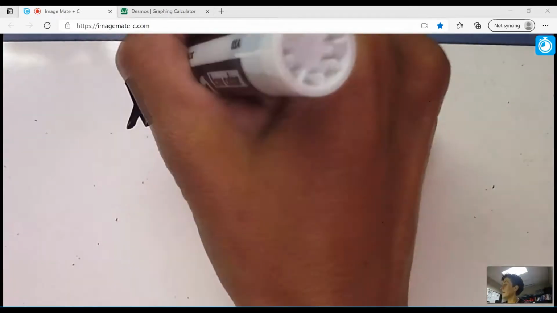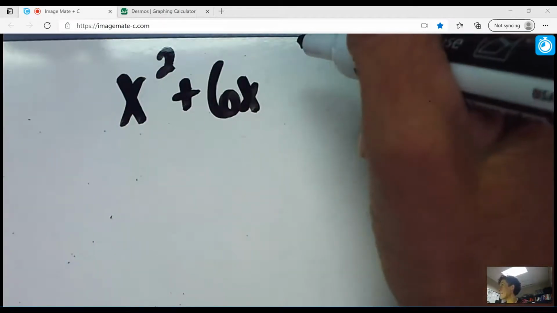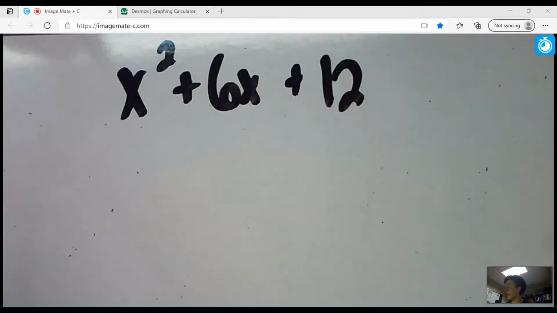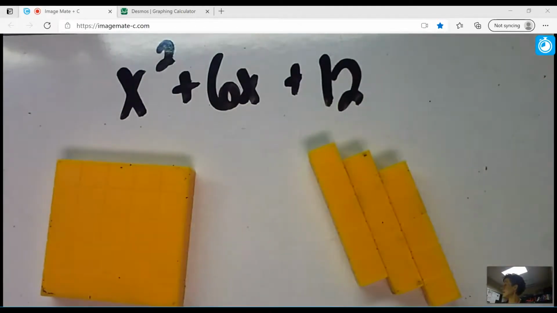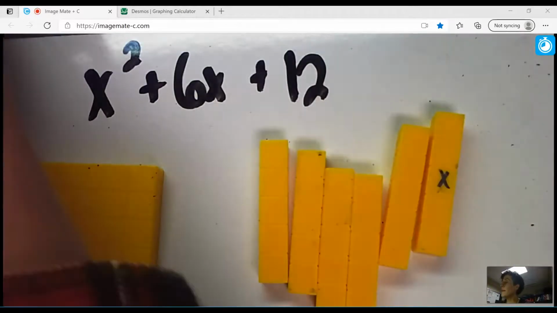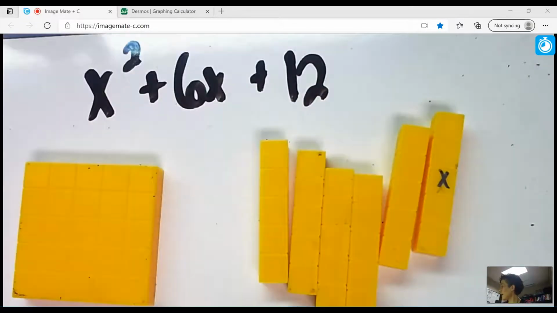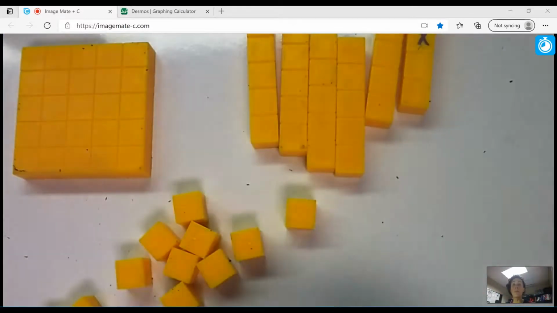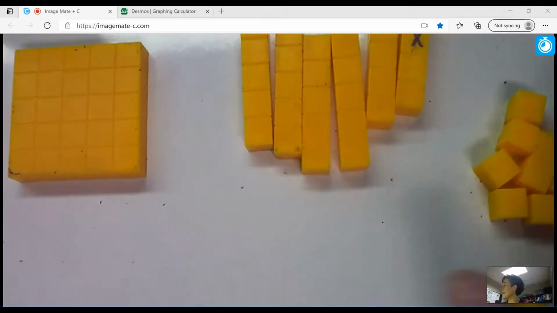So let's try x squared plus 6x plus 12. I hope I have 12 of these. All right, so again, here's my x squared. Here are my 6 x's. And then I'm going to have 12 of these little pieces. So there's 4, there's 7, 8, 9, 10, 11, 12. All right, there's the 12. So first I'm going to assemble my square. So these 12 are just going to go off to the side for now.